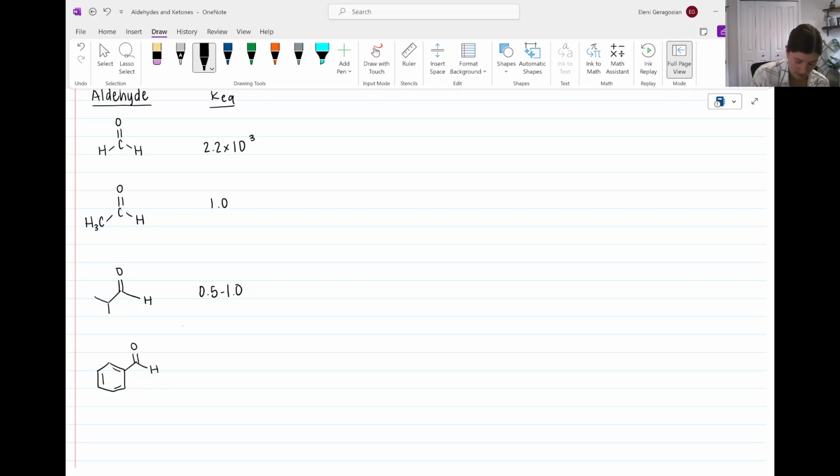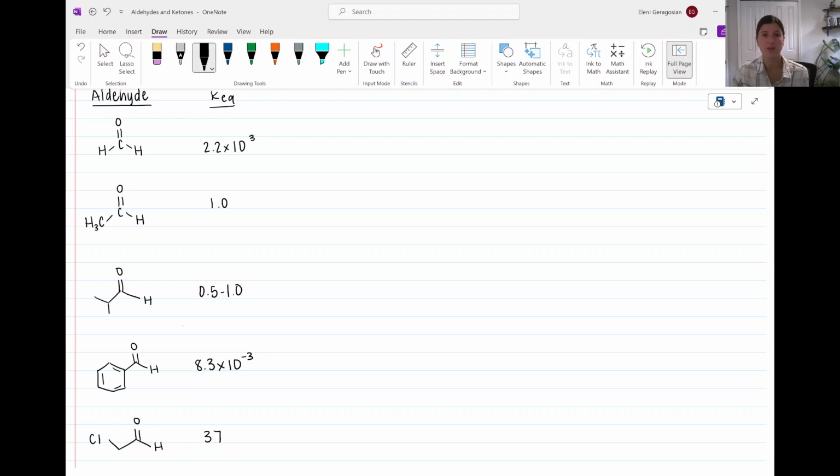Benzaldehyde has a KEQ of 8.3 times 10 to the negative third. So now we're decreasing by another power of 3, a much lower KEQ, so the concentration of reactants will be higher than the concentration of products. And then if we have a chlorine bonded there, so now we have added an electronegative group, we have a very high KEQ.